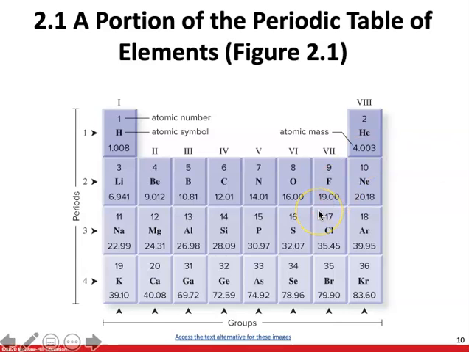Atoms that are found in the periodic table are shown as electrically neutral, meaning that if the atomic number of neon is 10, we have 10 protons. So if we have 10 positive charges, we're going to need an equal number of negative charges. So how many electrons does that mean that we're going to have? 10, very good.